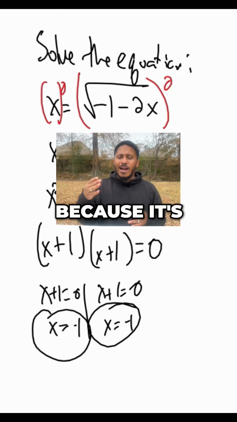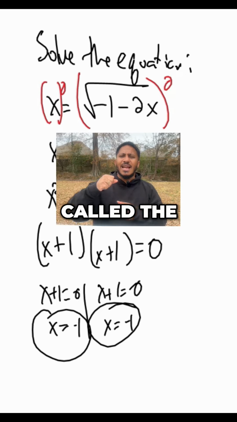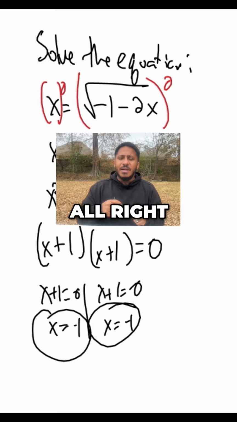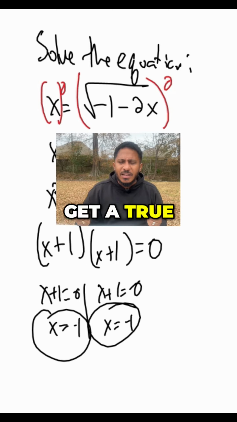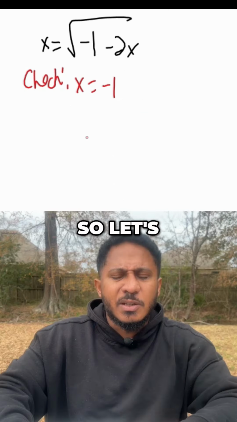However, because it's a radical equation, we definitely want to check it, okay? That's called the Nike step, the check step, all right? Meaning plug this back in and see if we get a true statement. Let's see. All right, so let's plug it back in.